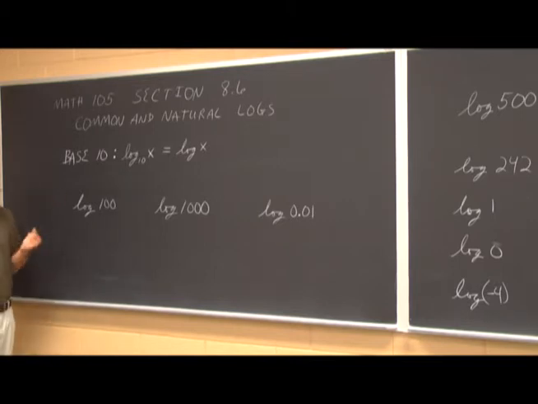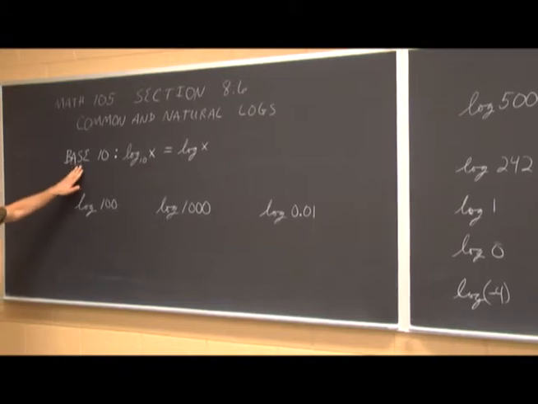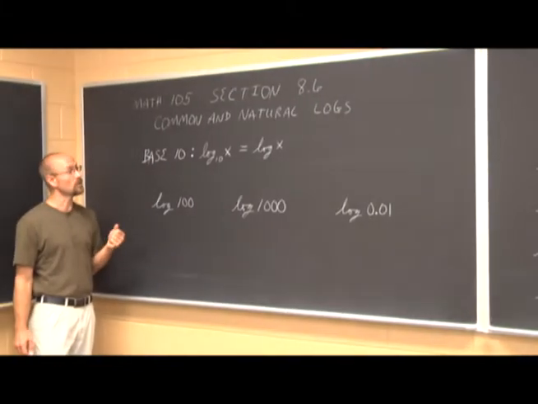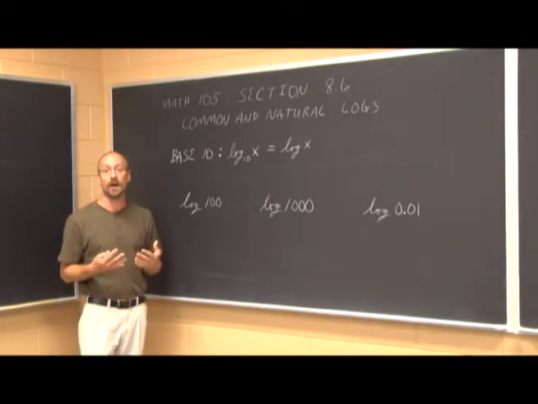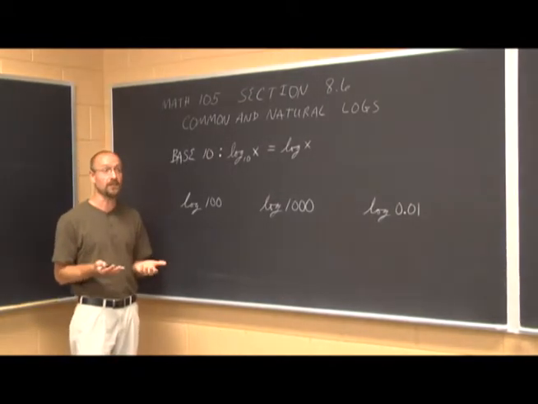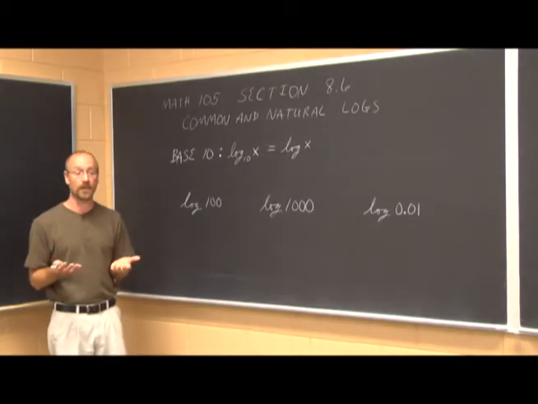Today we're going to be looking at common and natural logs. The first one we're going to look at is base 10. Now base 10 is called our common log, and the reason it's called our common log is essentially because our number system is based on the factors of 10.